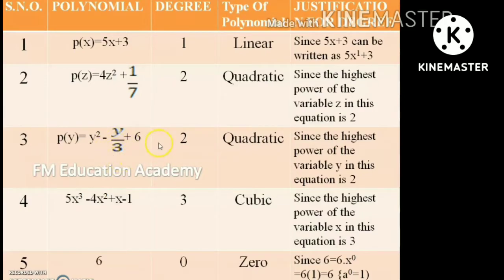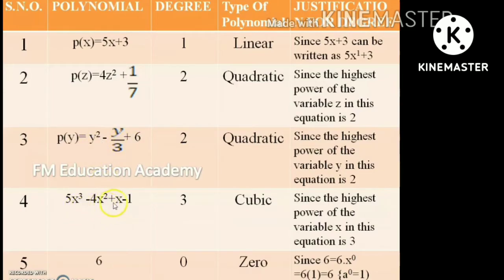Coefficients can be fractions. What is my condition in polynomials? The power should not be a fraction, but the coefficient can be a fraction. Here 1 by 3 is the coefficient. That is why this expression is a polynomial and the highest power is y square. And here the power is 1. So 2 is bigger than 1. So that is why 2 is the degree.